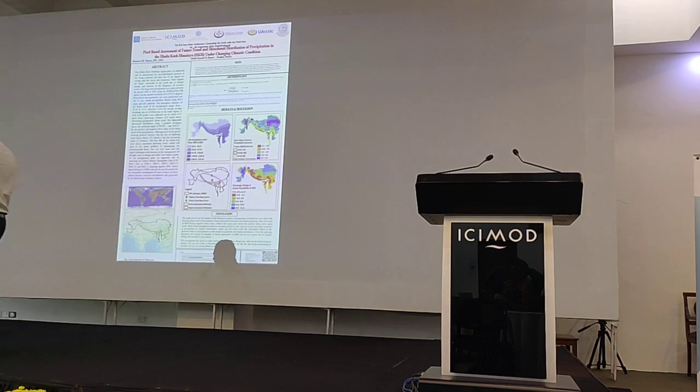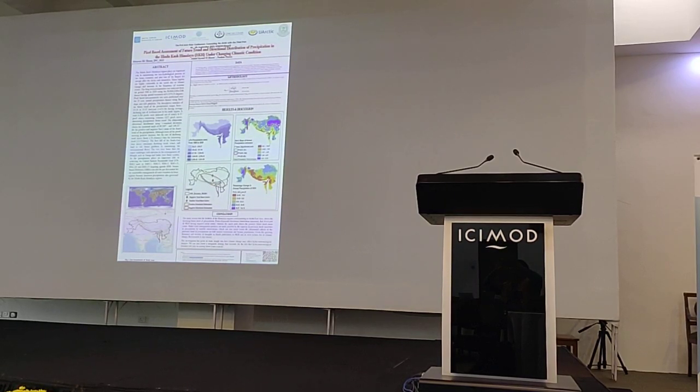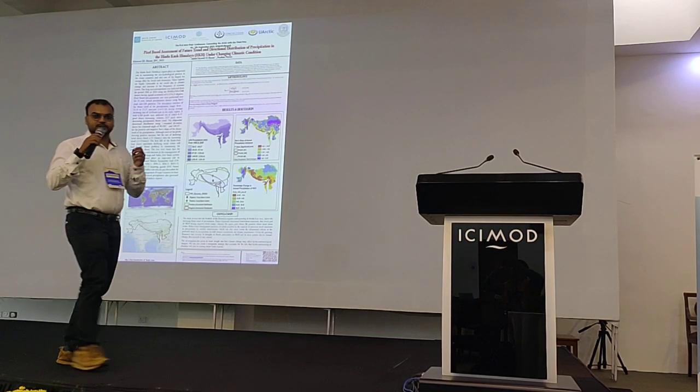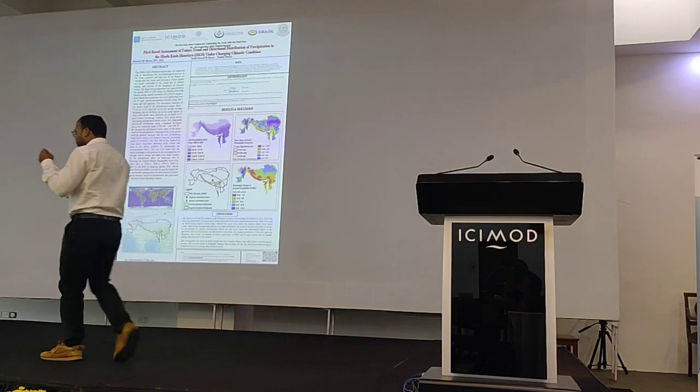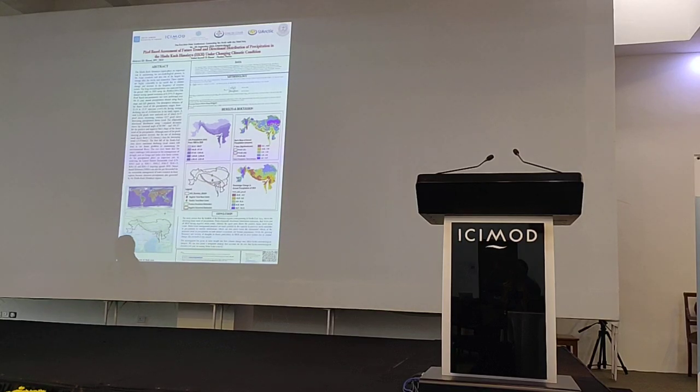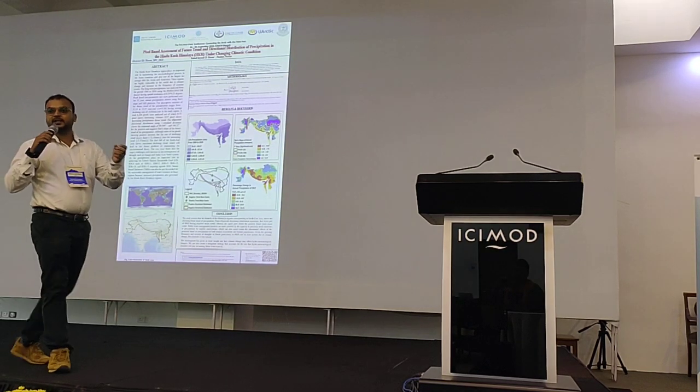We have used the data PERSIANN-CDR, the Precipitation Estimation from Remotely Sensed Information using Artificial Neural Networks, developed by the University of California. Why is this study important? Most of the rivers in Southeast Asia depend upon Himalayan precipitation, because these are perennial rivers. In Pakistan, the Indus River acts as a lifeline.